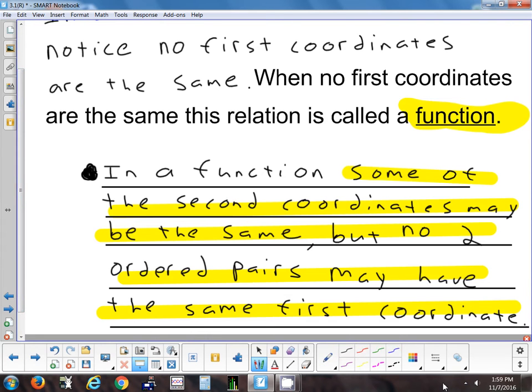So what I just highlighted, you want to write in next to that last bullet on the page. You have the first 3 things. In a function, you're just going to write in the rest. Okay, so the first thing that it says where it's highlighted, that's important. Some of the second coordinates might be the same. That's okay. We don't care about the second coordinate. All we really care about is the first coordinate.